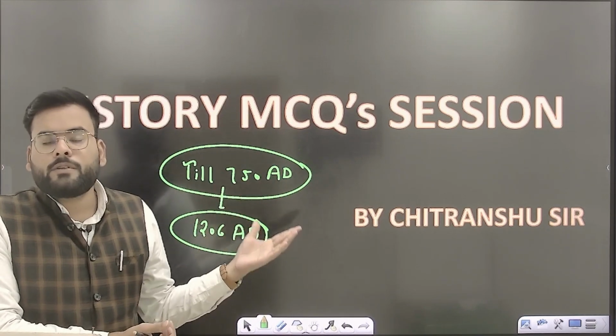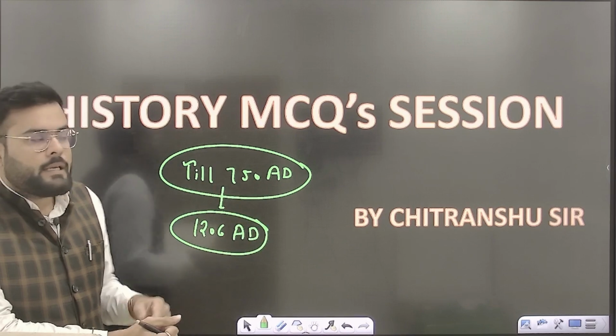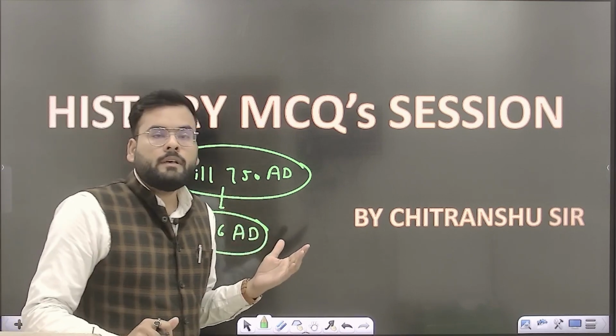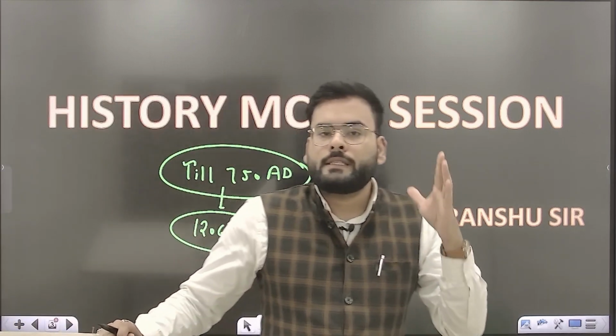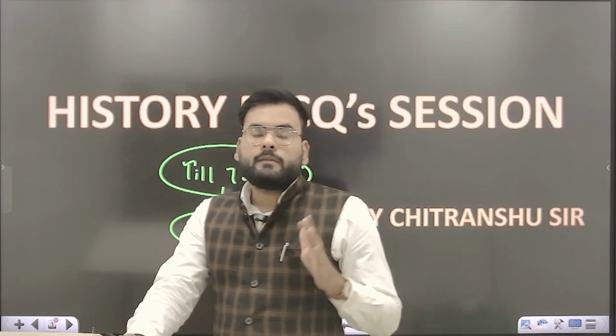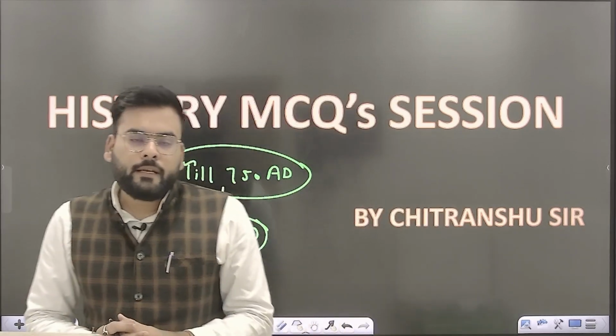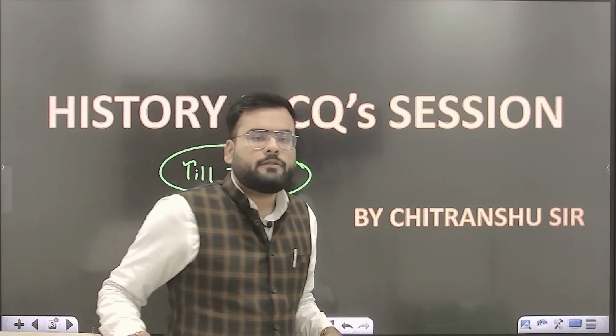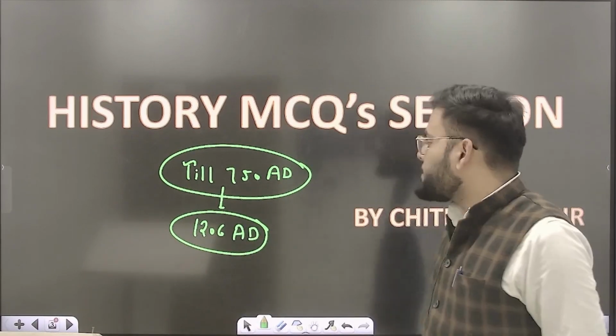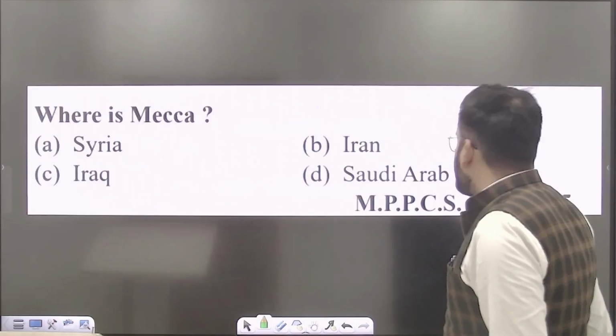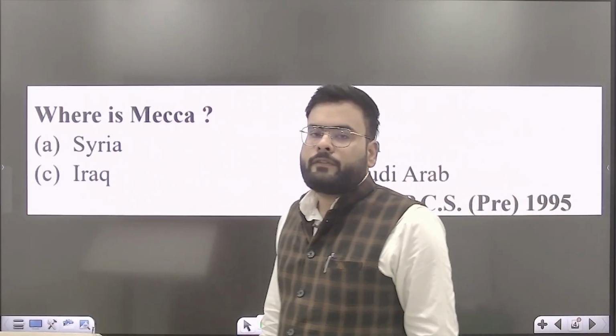Obviously, in one-liner questions, that will be easy, but in the conceptual questions or multiple-option statement-based questions, there we will discuss more in depth, right? So let's start our session with our first question. That is going to be a one-liner question, belonging to 750 AD.